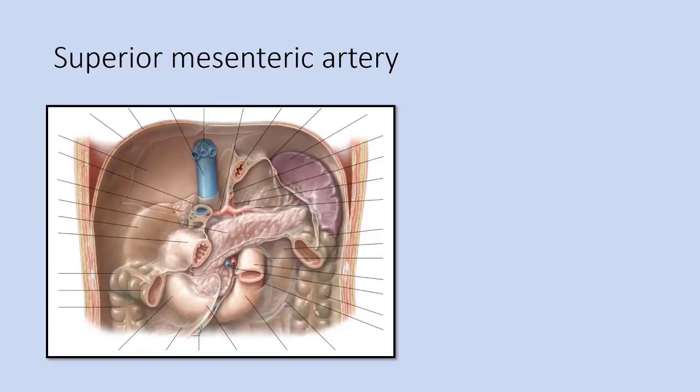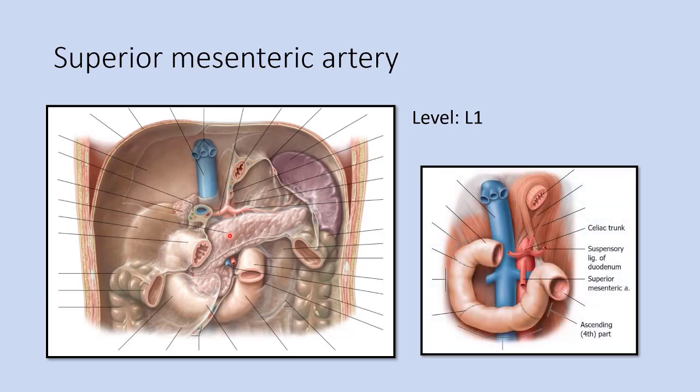Let us look at superior mesenteric artery. Superior mesenteric artery arises behind the body of the pancreas from abdominal aorta at the level of vertebra lumbar 1. This is after removal of the pancreas. You can see its origin here. This origin is just 1 centimeter below the origin of celiac trunk.